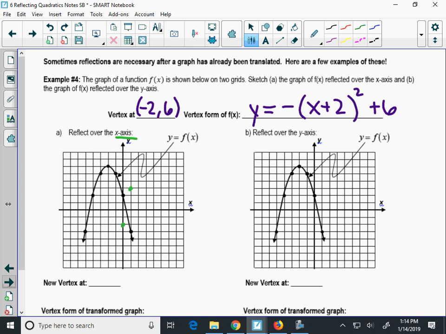So you're going to be the same distance away on either side. There, I think that's right. You shoot a parabola that kind of looks like that. So if you're 3 above or 3 below the x-axis, then you're now 3 above the x-axis.